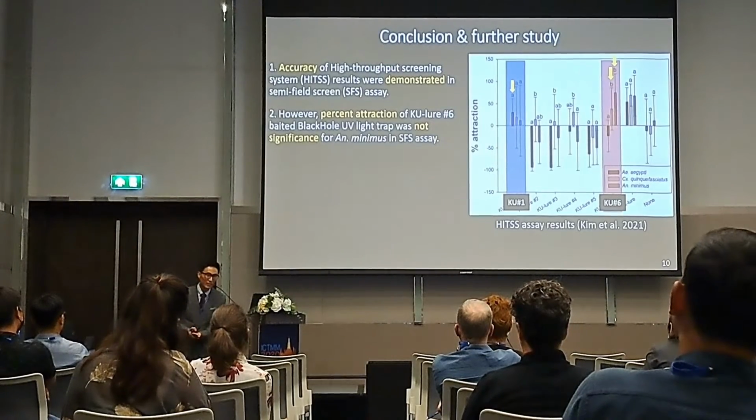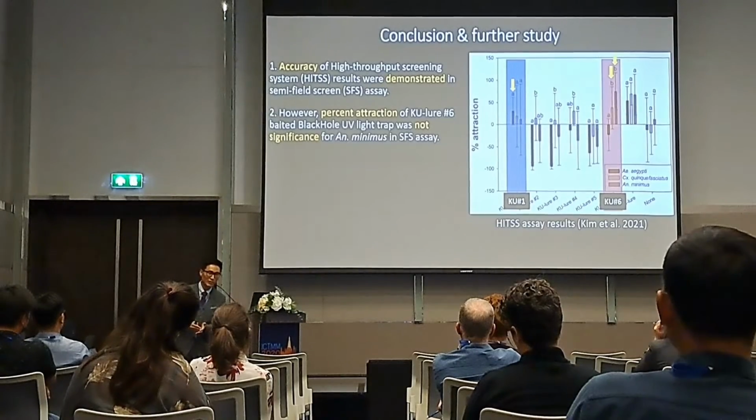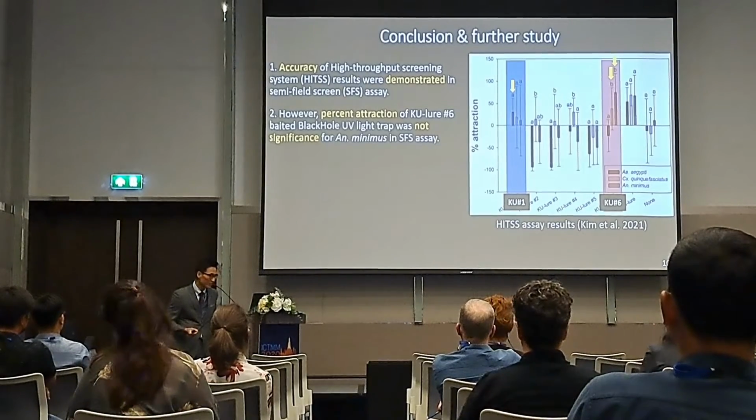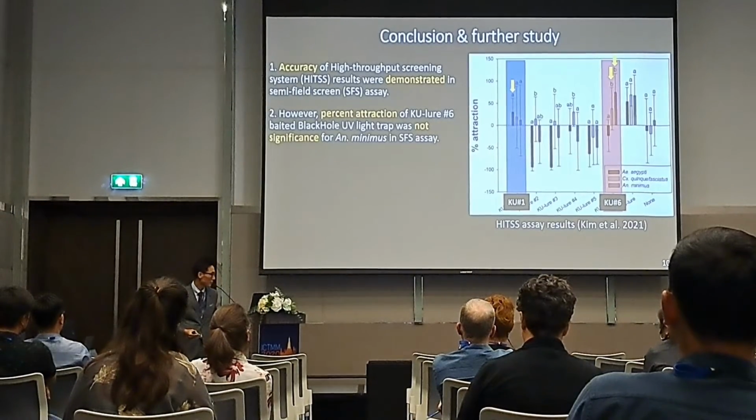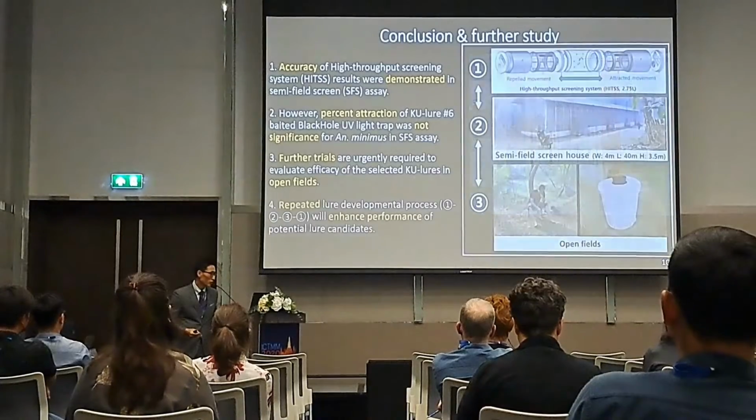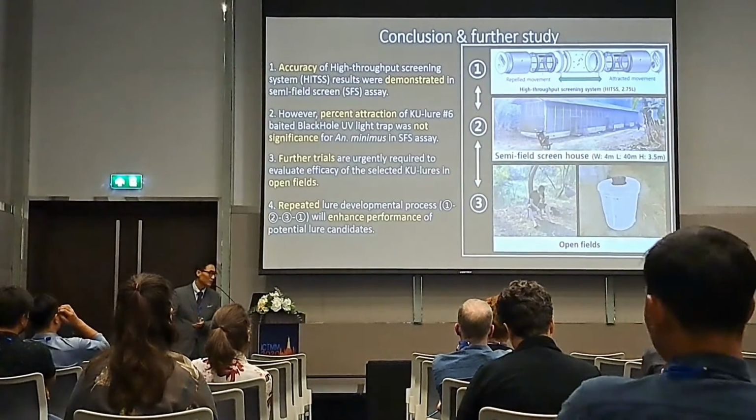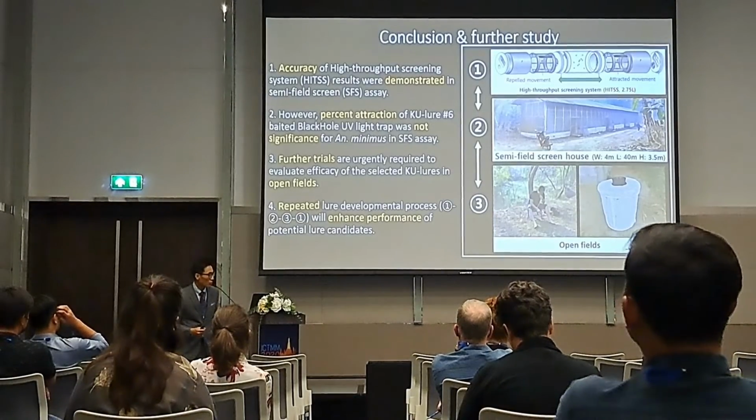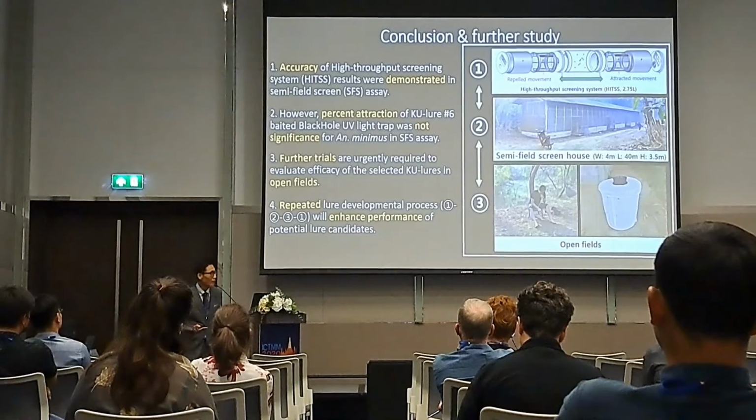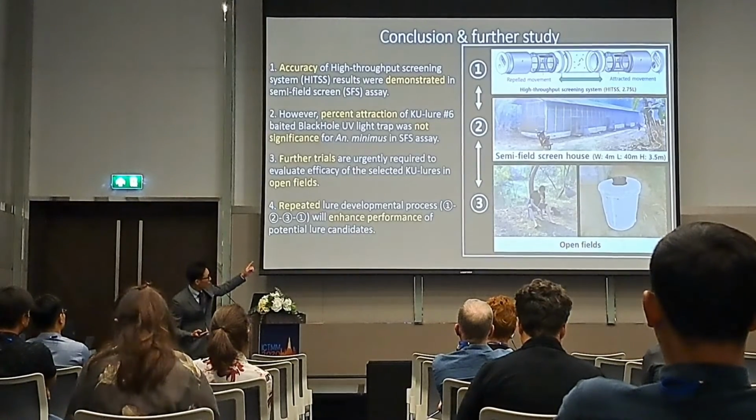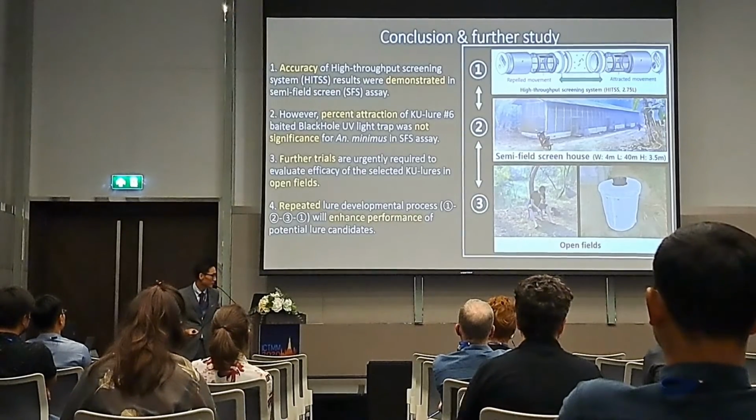However, in the semi-field study, Anopheles minimus was not attracted significantly, so we may need to enhance the attractant by changing the proportions and ratios. Of course, we need to do further tests in the open field. So overall, to develop the attractant, we have to go through steps 1 to 3 and go back to step 1 to increase the attraction function.